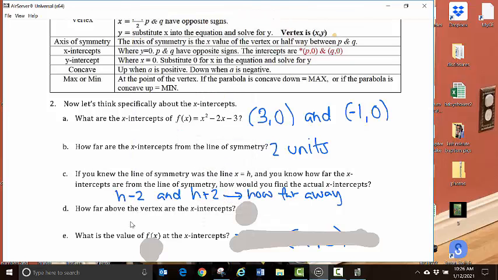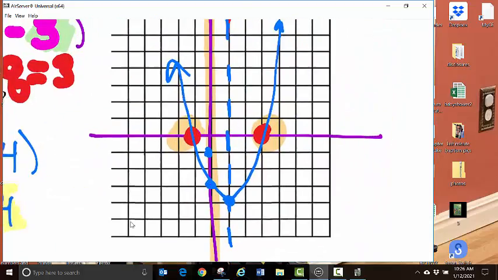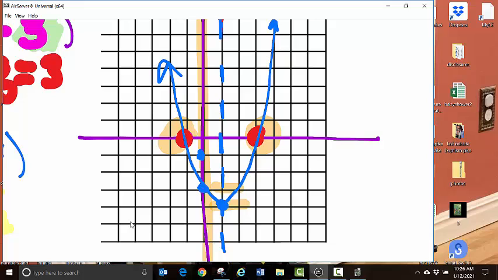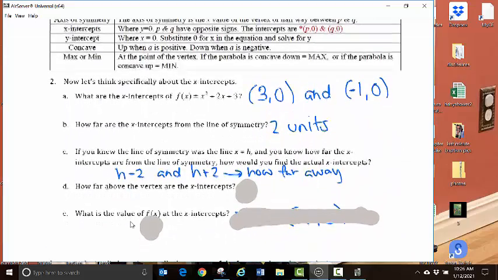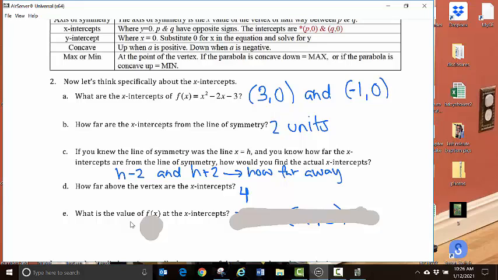How far above the vertex are the x-intercepts? Well, let's go back here. Let's see. They are 1, 2, 3, 4. 4 units above. You guys, any questions on that? Okay, they are 4 units above. What is the value of f of x at the x-intercept? F of x just means the same thing as y. So what's the value of y at the x-intercepts? It's always 0.